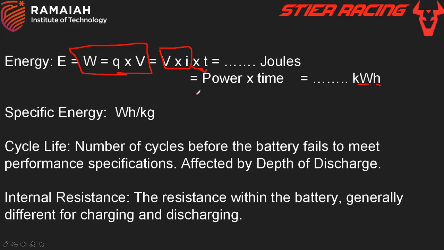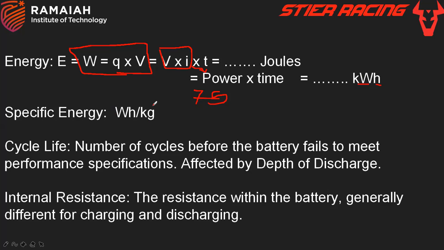For example, a Tesla car has a 75 kilowatt hour battery pack. It has a range of around 250 miles. So this kilowatt hour value gives us the figure of how much the range of that car will be.